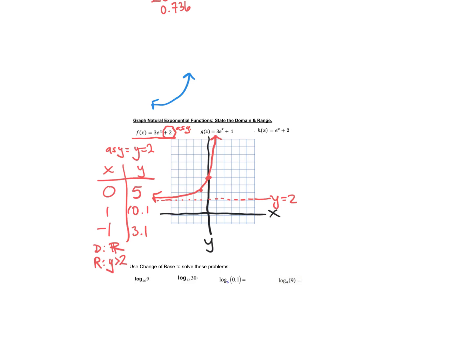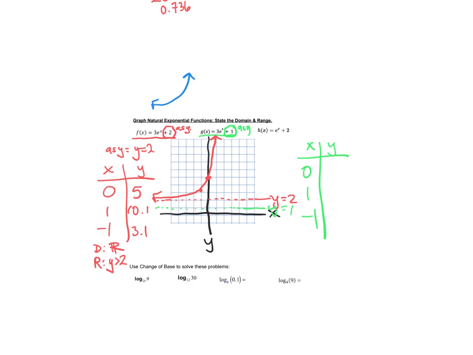I'm going to now do my g of x function. I'm going to do g of x in green. So g of x, what's our asymptote? It's this guy right here. Y equals 1. So label that. Y equals 1. I'm going to make an XY table. We're going to plug in the same numbers, 0, 1, -1, but now we're using our g of x function.